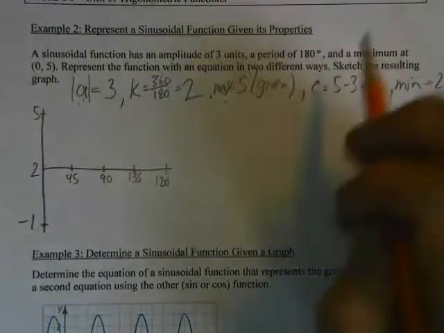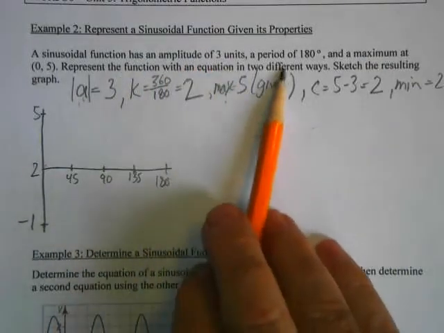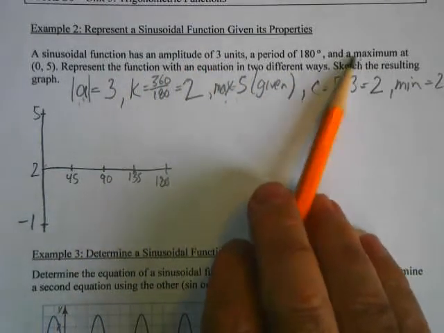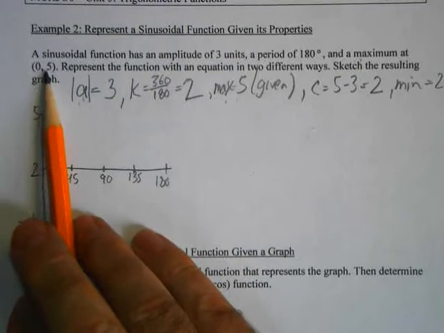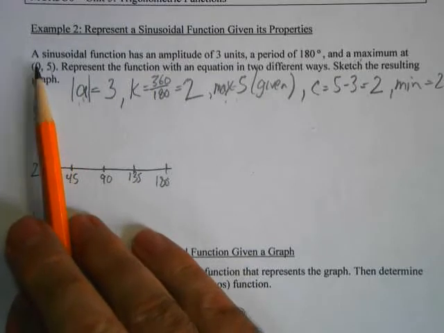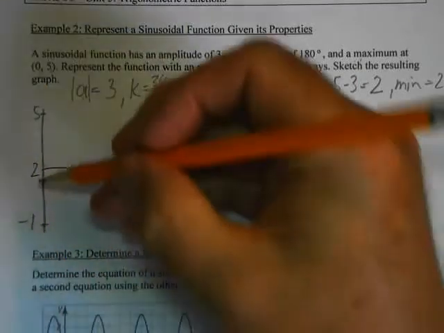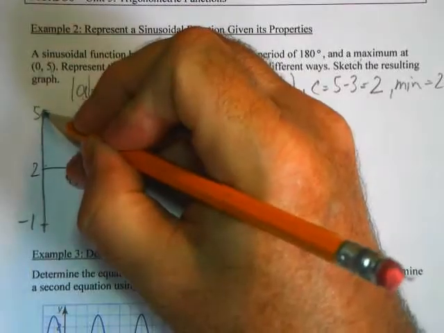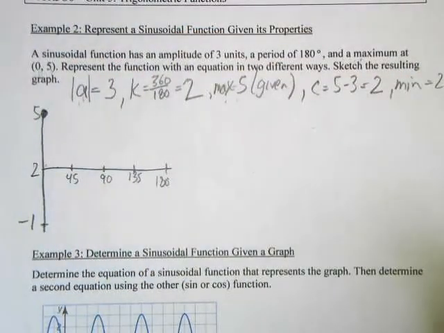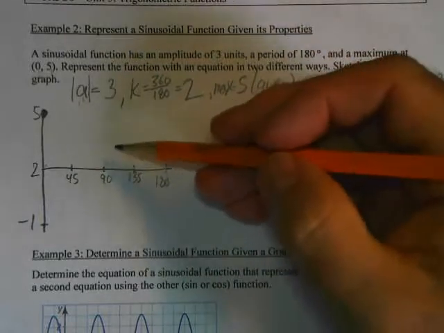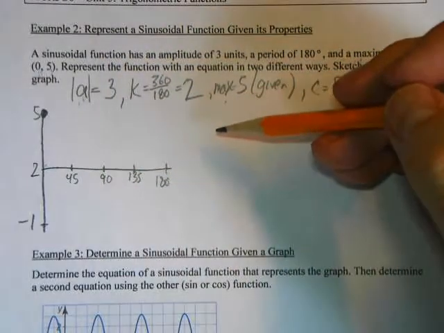Now the thing I haven't used yet is that there's a maximum at 0.5. I used the fact that the maximum was 5, but I didn't say anything about that point. So that gives us a first point on the graph, and that's important because it tells us where this function goes from there. Up till now I didn't really know.